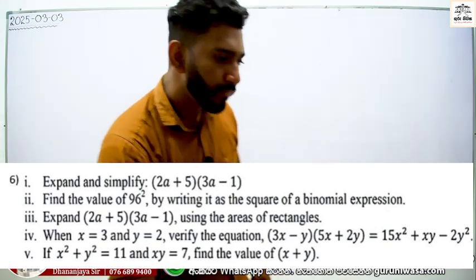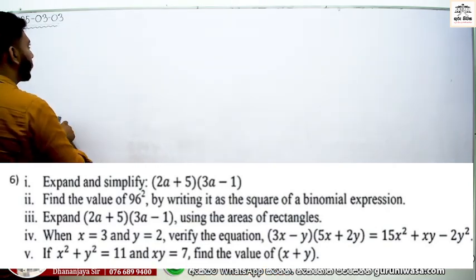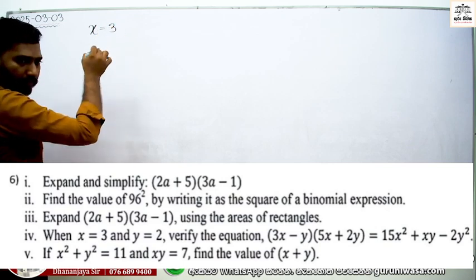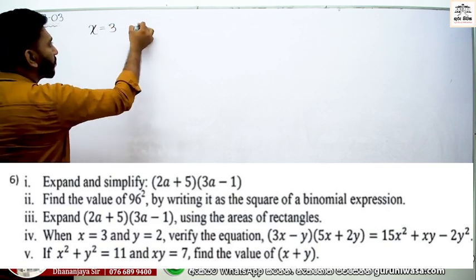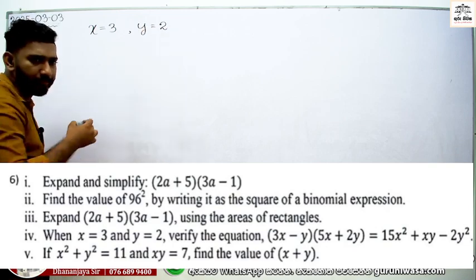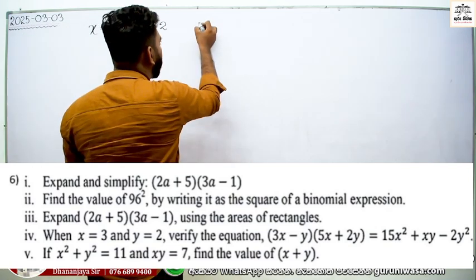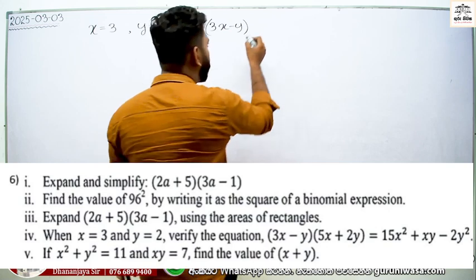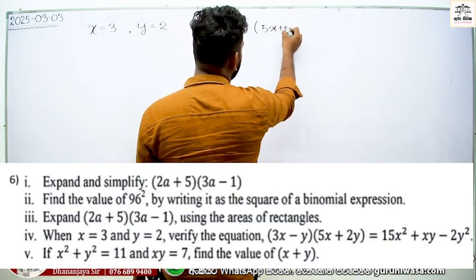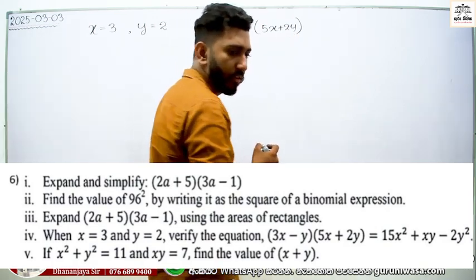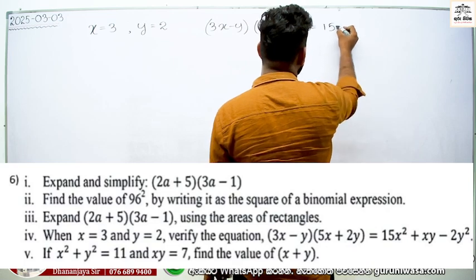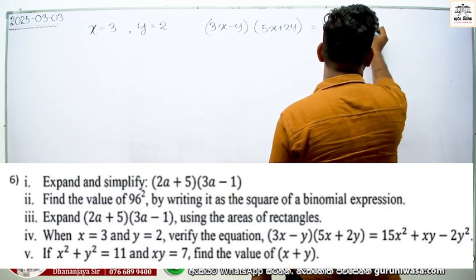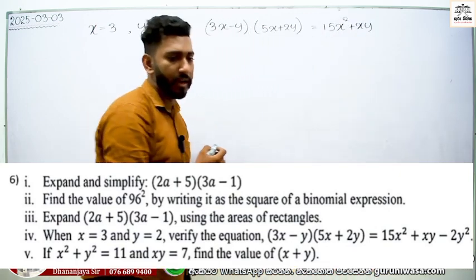The fourth one: when x equals 3 and y equals 2, verify the equation (3x - y)(5x + 2y) = 15x squared + xy - 2y squared.